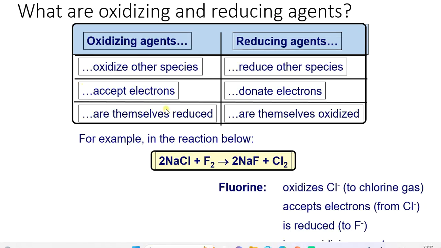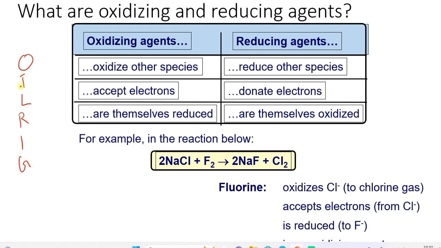Okay, a few more terms now. We should also know what an oxidizing agent is. It oxidizes another species. It accepts, in other words, removes electrons from the other species or another atom. And they get reduced because they gain the electron or electrons. Remember the OIL RIG rule, same thing.